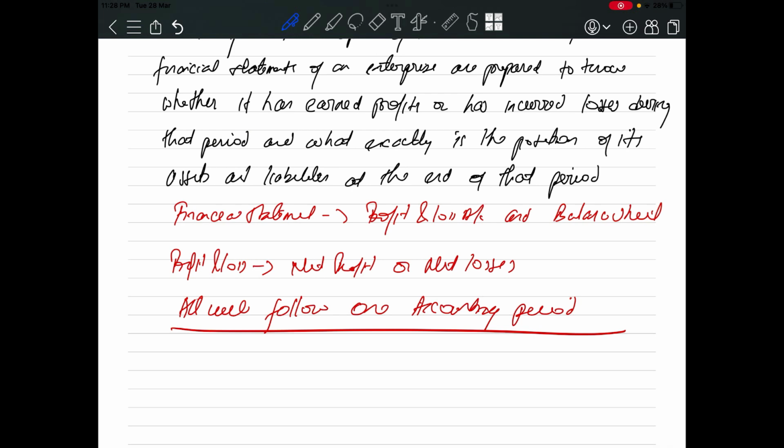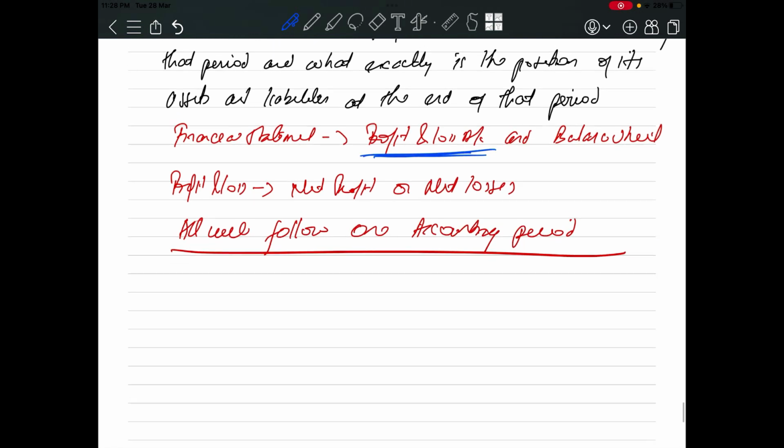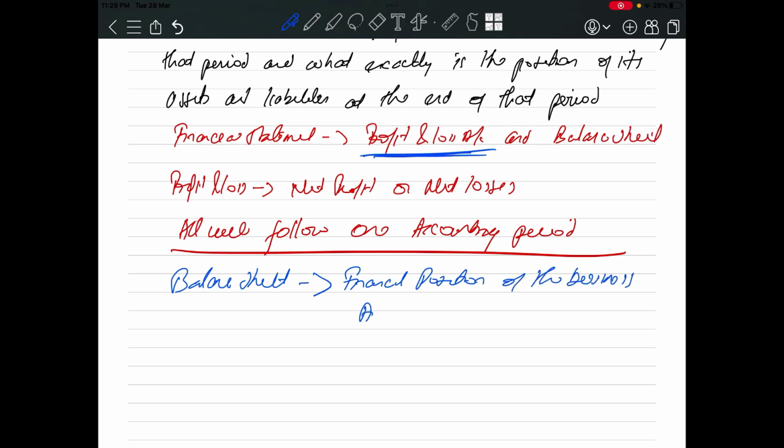So now they've prepared the P&L account to find out the profit or loss, right? Now they'll have to prepare the balance sheet. Why do they prepare the balance sheet? What is the main reason behind preparing the balance sheet? They want to know the financial position of the business. They want to know how much assets they have and how many liabilities they have.